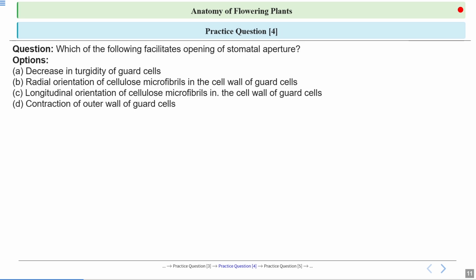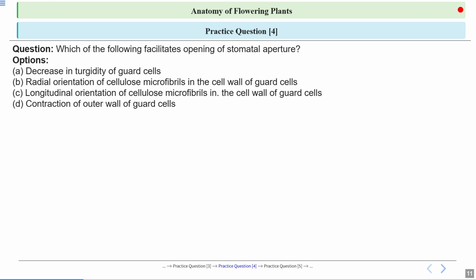Next question. Which of the following facilitate opening of stomatal aperture? A. Decrease in turgidity of the guard cells. B. Radial orientation of the cellulose microfibril in the cell wall of the guard cells. C. Longitudinal orientation of cellulose microfibrils in the cell wall of the guard cells. And D. Conduction of water outer wall of guard cell.